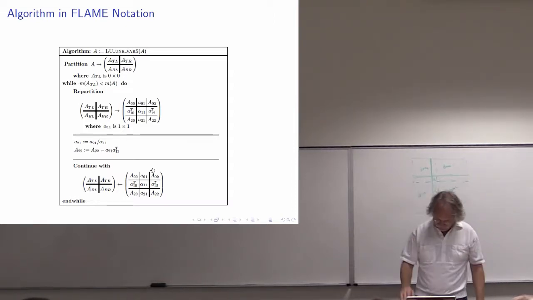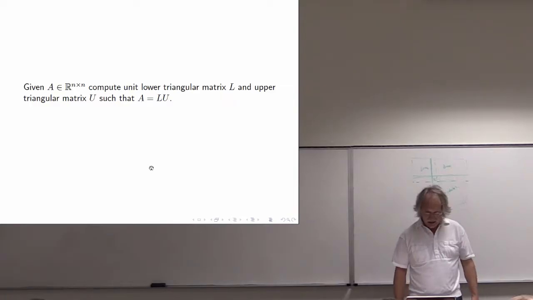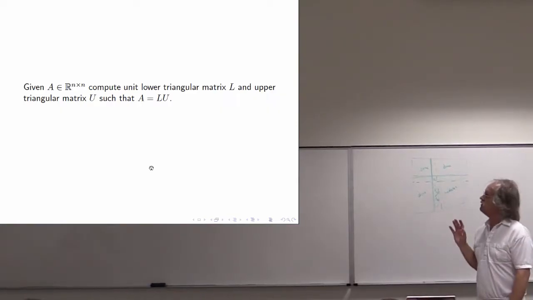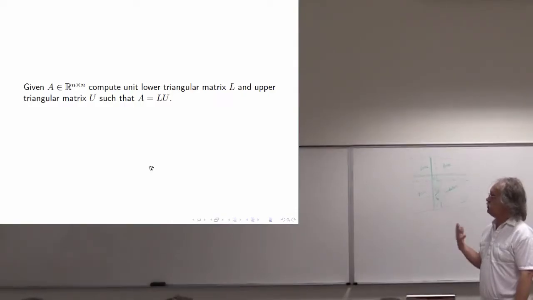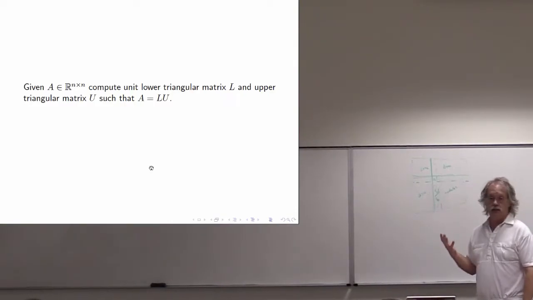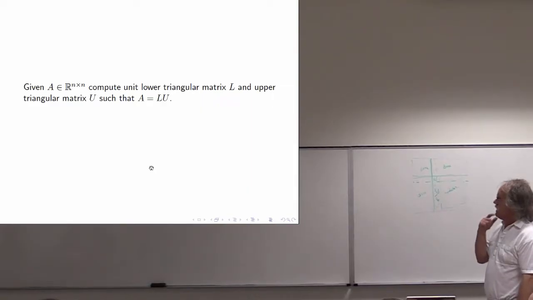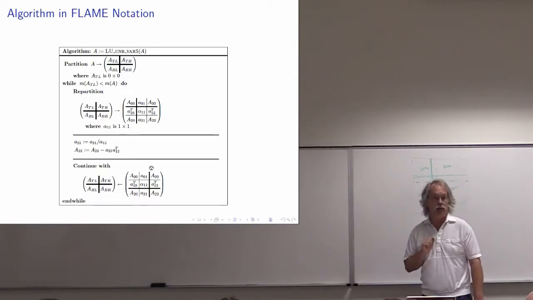Okay, so here we go. So here's the idea. Let me just jump in. I'm going to show you how to derive one algorithm, okay? And this is how it all starts. It starts by stating what you want. You want a lower triangular matrix L, or unit lower triangular matrix L, and an upper triangular matrix U, such that A is equal to L times U. Okay? And what you've noticed is that we often want to simply overwrite the original matrix with the new matrix.